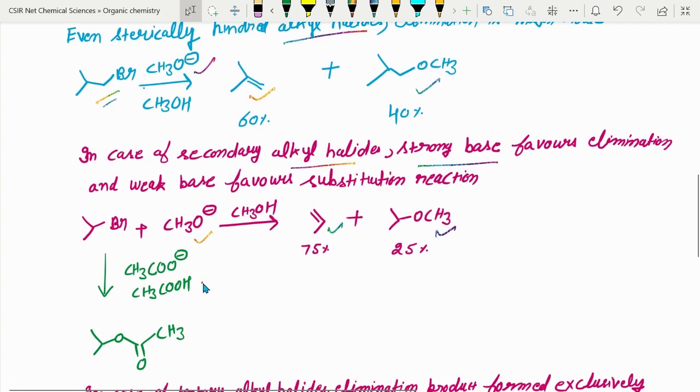If we use a weak base, there will be formation of the addition product. So by using a strong or weaker base, we can differentiate. We can introduce selectivity in the elimination versus substitution reactions. When we use a strong base, there will be more elimination product, and when we use a weak base, more addition product will be formed.